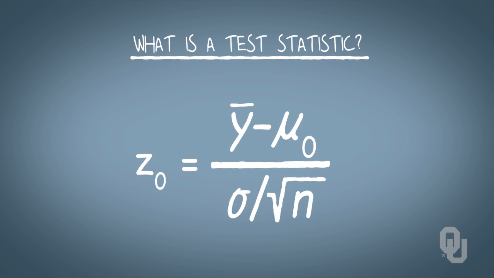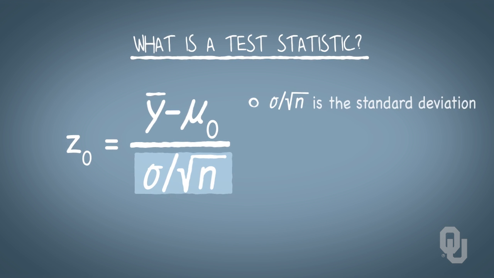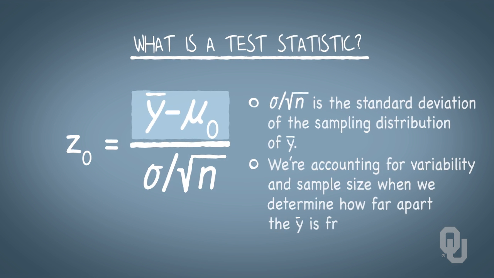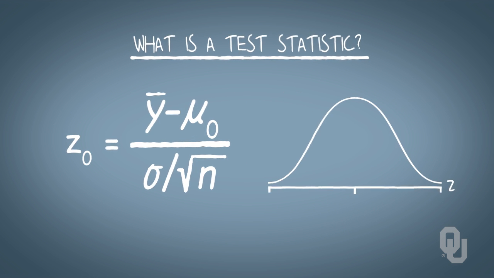So we're accounting for variability in sample size here with the denominator, sigma over root n. Recall that sigma over root n is the standard deviation of the sampling distribution of y bar. We're explicitly accounting for variability in sample size when we're determining how far apart the sample mean is from mu naught. And confidence comes into play with the size of the rejection region. So we're considering variability, sample size, and confidence when we draw a conclusion about a hypothesis.